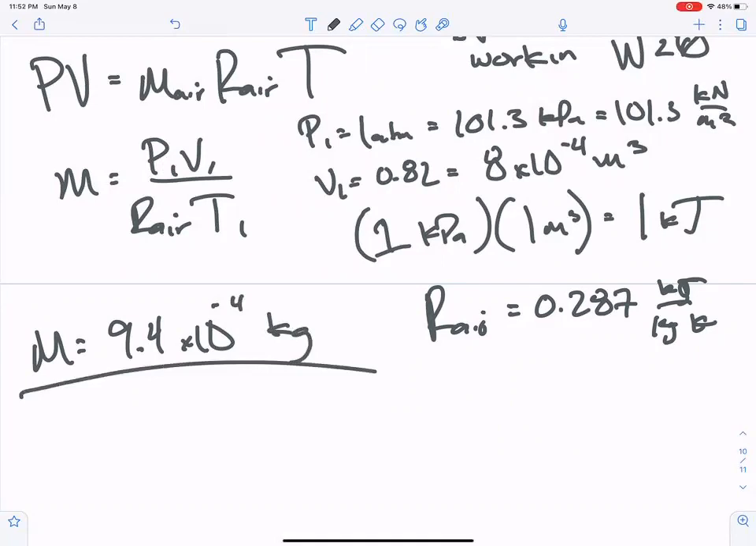So again, the book skips all this because there's a much faster way to get it, which at the end results in this equation only as a function of compression ratio and cutoff ratio. But the way you get there is the standard steps we've been taking for all the cycles we've talked about so far. We just apply the first law of thermodynamics for each stage.